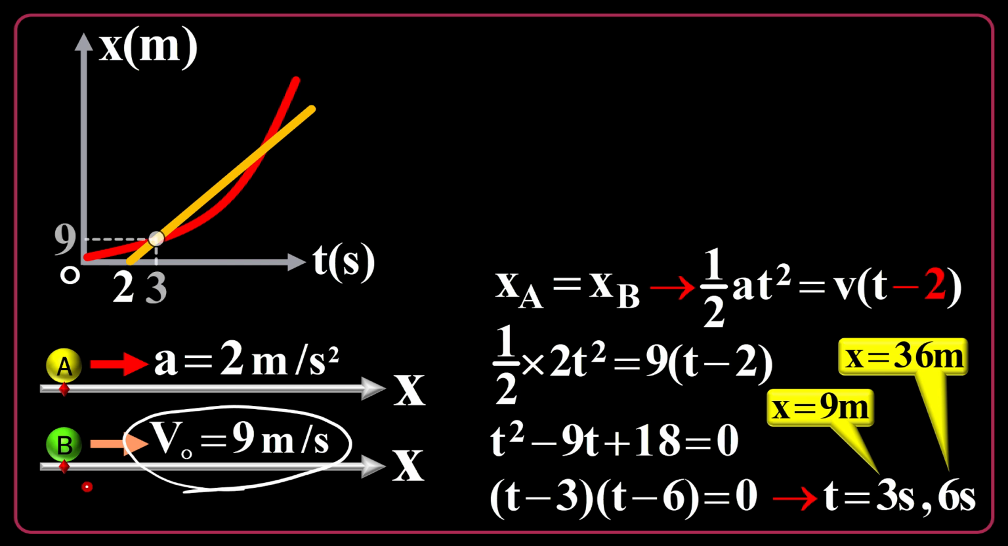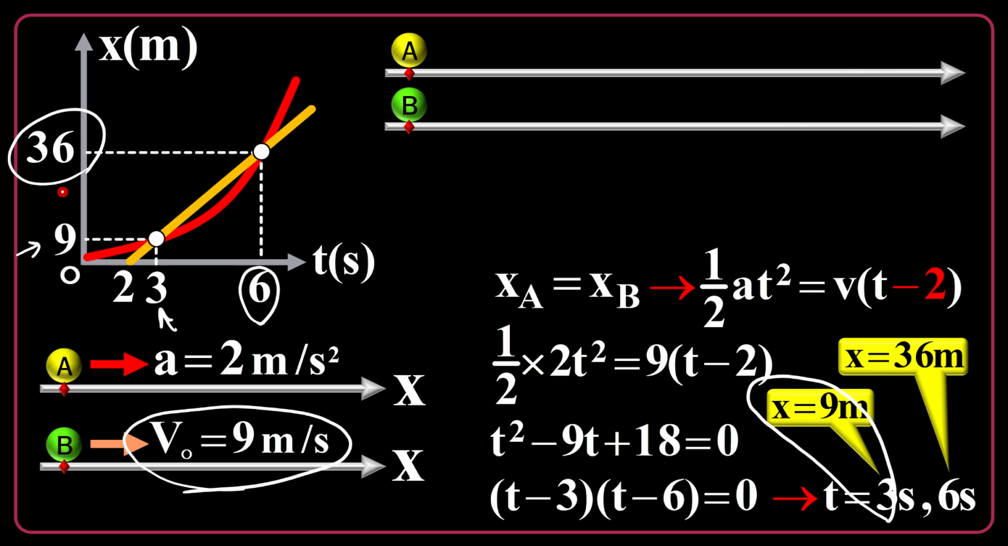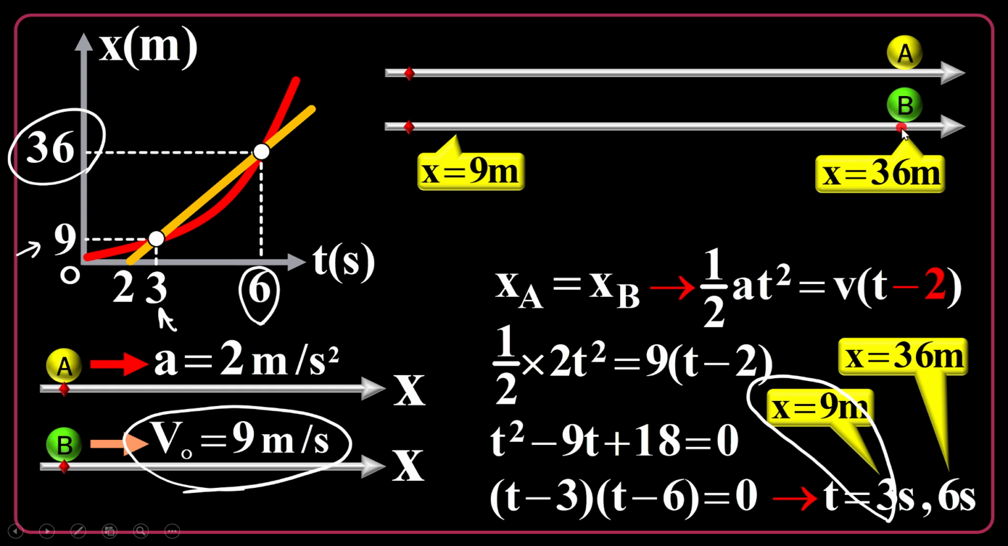Okay, they will have two meeting points, t equals 3 and x equals 9, the first meeting point, and the other meeting point t equals 6 and x equals 36. Okay, and this is exactly the event. Look, they start from the same point, first meeting point and second meeting point. Again, look at them. They start from here, B is later, you see, and then they continue, then A accelerates to overtake the B again. That's all. Okay, this was the last problem.